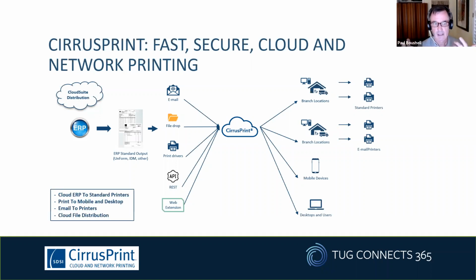So it can take output from a variety of sources: emails, file drops, whatever it is. CirrusPrint would then take it up and deliver it where it needs to go. It can deliver to standard printers, so you don't need email capable printers. It can certainly deliver to email printers as well. You can also have print output go directly to a mobile device or a desktop and user. So it's again very easy to configure, very flexible to set it up and get things rolling.